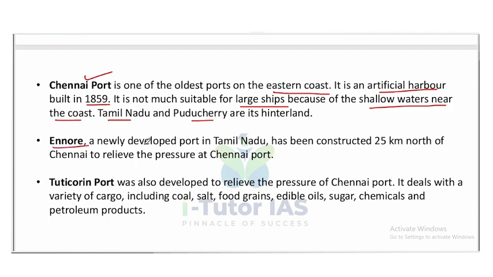Next, Ennore. A newly developed port in Tamil Nadu, it has been constructed 25 km north of Chennai to relieve the pressure at the Chennai port. Next, Tuticorin port. It was also developed to relieve the pressure of Chennai port. It deals with a variety of cargo including coal, salt, food grains, edible oils, sugar, chemicals and petroleum products.